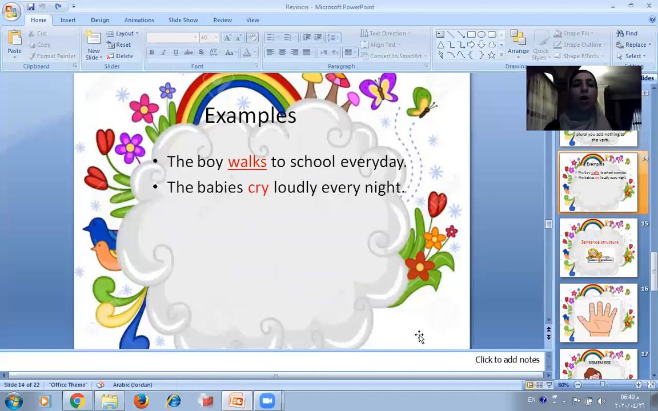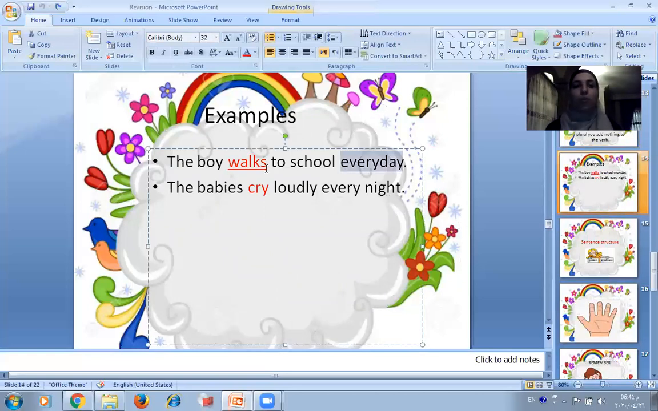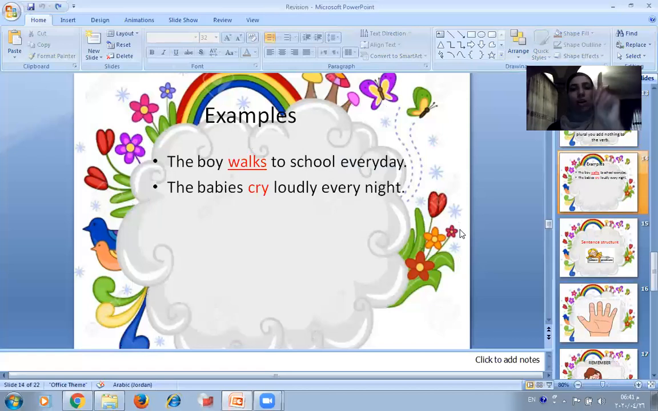Examples. The boy walks to school every day. The babies cry loudly every night. Now, you have here every day, you have every night, but why did we add an S to walks? Because the subject is the boy and the boy is singular. That's why I have to add an S to the verb. The babies are plural. You don't have to add an S to the verb here. Remember, if the subject is alone, it will cry because he's alone.